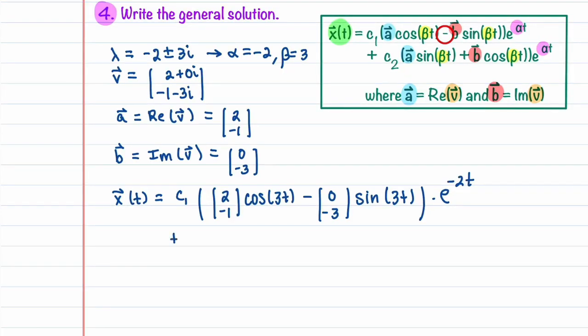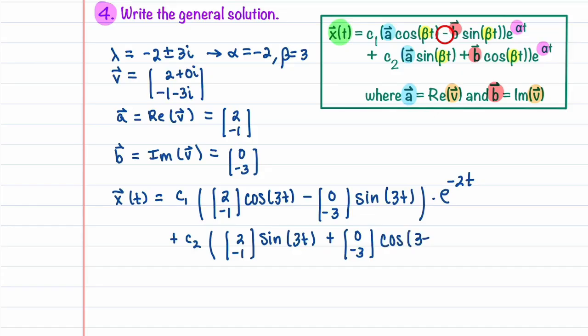Now we have our second piece, so we have plus c2. We now have vector a again, so this is 2, minus 1. But now we have a sine beta t, so that's sine 3t. Now we have a plus, and we have our vector b again, 0, minus 3. And we have now a cosine 3t. And all of this gets multiplied by e to the minus 2t.